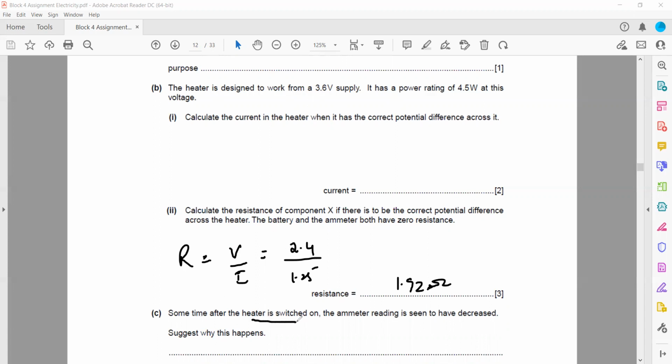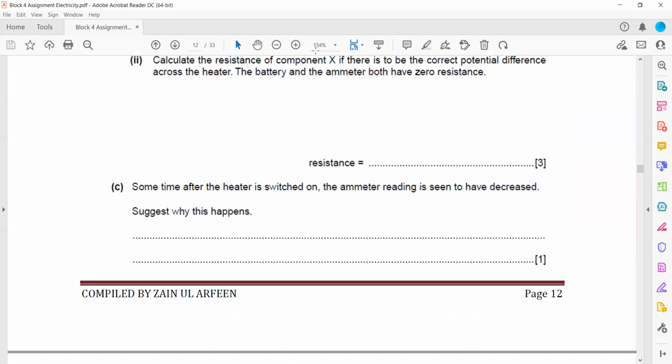Some time after the heater is switched on, the ammeter reading has decreased. What is the reason for that? As we know, resistance and temperature are directly proportional for a fixed conductor. So as I mentioned, after some time when a heater is switched on, what will happen? The temperature will increase.